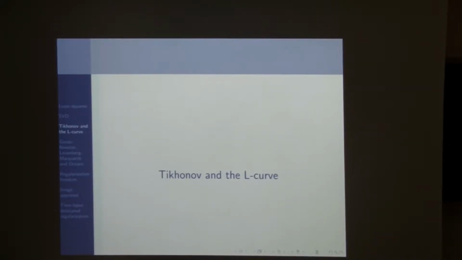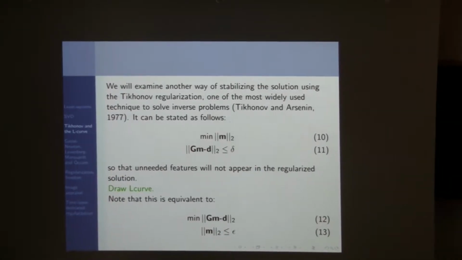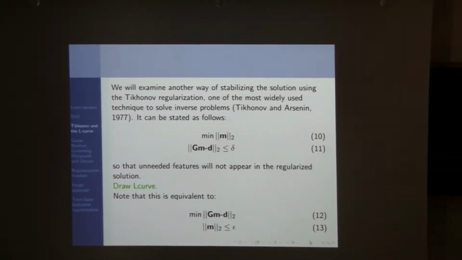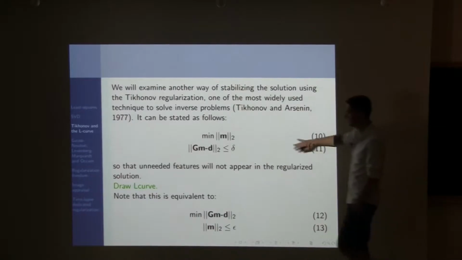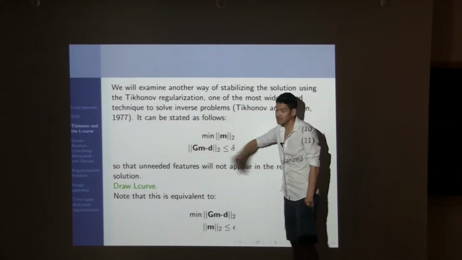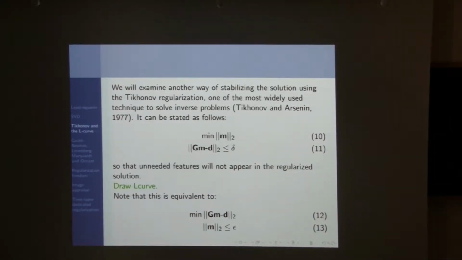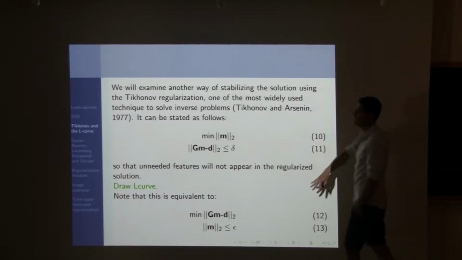OK, so now we go back to Tikhonov. And basically what Tikhonov added to solving this normal equation problem, he transposed the problem as follows. Now we're not trying only to minimize the data residual, but we're going to add an additional constraint that we put on the model itself, right? So you can formulate it actually two ways.